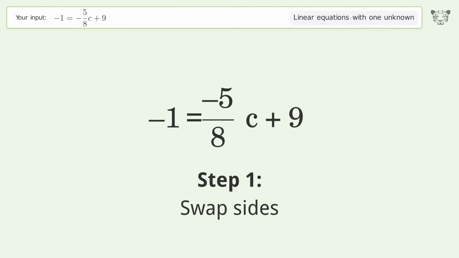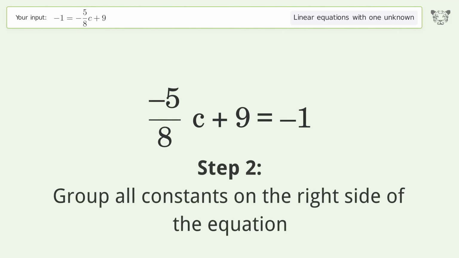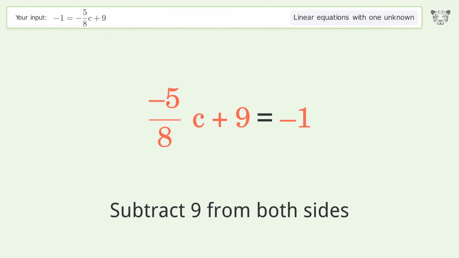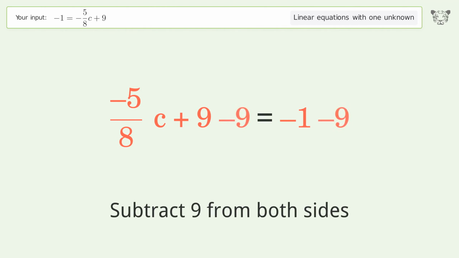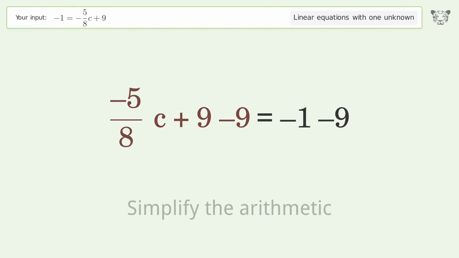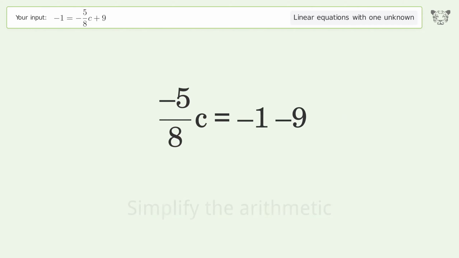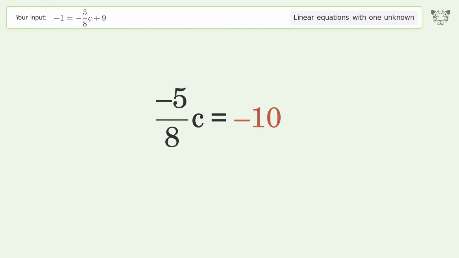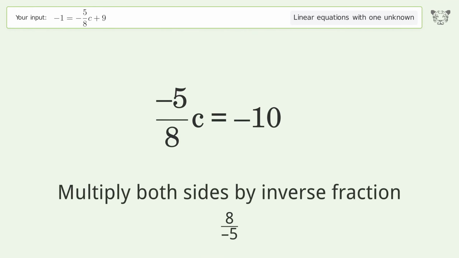Swap sides. Group all constants on the right side of the equation. Subtract 9 from both sides. Simplify the arithmetic. Isolate the c. Multiply both sides by inverse fraction 8 over -5.